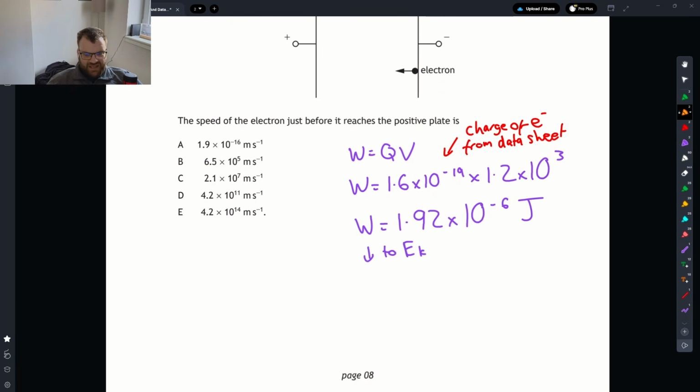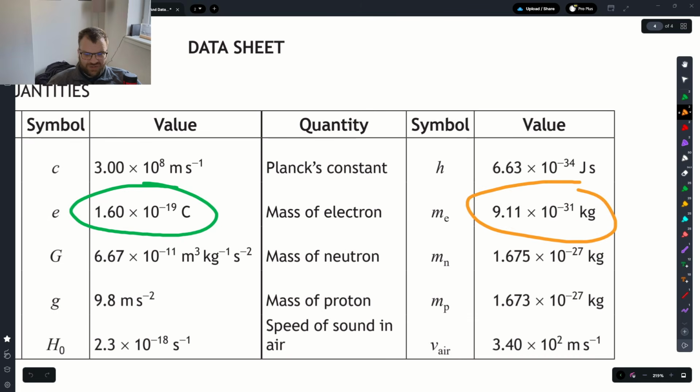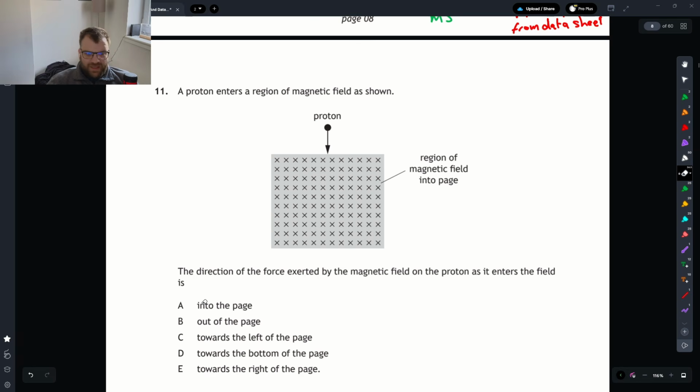That gets converted to EK. We're going to use EK equals a half mv squared. Again, rearrange it for v. So the square root of 2EK over m. Plug in the numbers. The EK we get from the previous part, and then m is the mass of an electron from the data sheet, 9.11 times 10 to the minus 31. Pop that in, plug it in the calculator, and then that will round to 2.1 times 10 to the 7, answer of C.